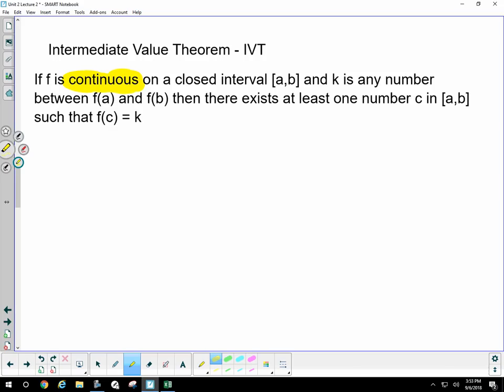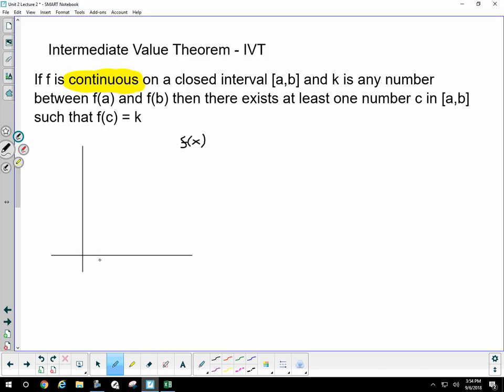It states, if f is continuous on a closed interval between a and b, and k is any number between f of a and f of b, then there exists at least one number c in [a, b] such that f of c equals k. And that might not make any sense to you. But if we draw a picture, hopefully it'll help. What this theorem states is, let's say you have a function, f of x.